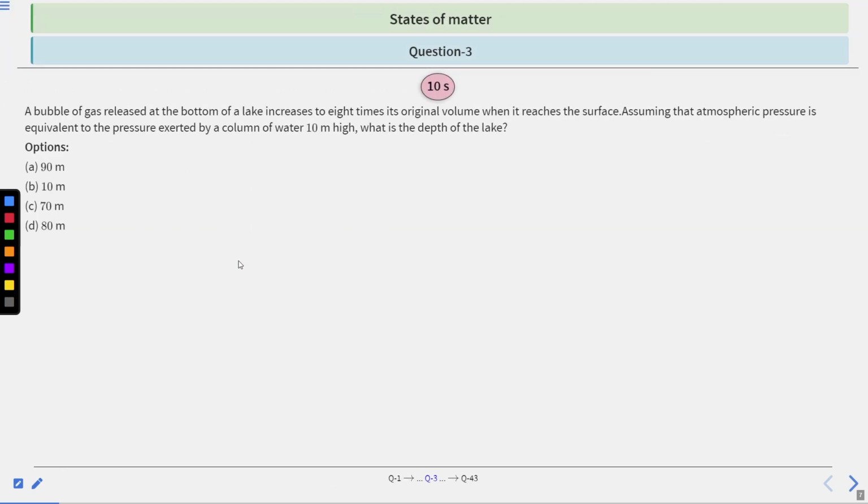Moving to our question number 3. A bubble of gas released at the bottom of a lake increases to 8 times its original volume when it reaches the surface. Assuming that atmospheric pressure is equivalent to pressure exerted by a column of water 10 meter high, what is the depth of the lake? Options are 90 meter, 10 meter, 70 meter or 80 meter. You have 10 seconds to solve this question by yourself. After that, we will see the answer.